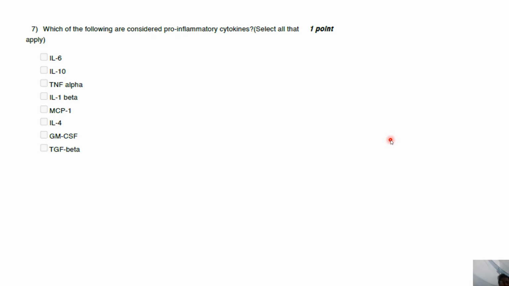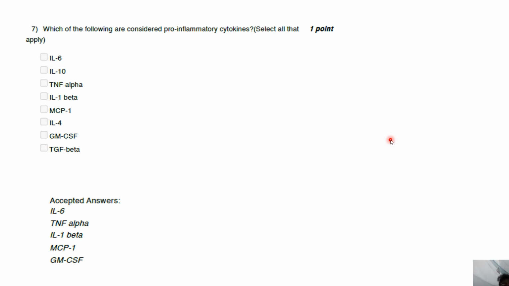Okay, so the correct answer will be these. The right options will be IL-6, TNF alpha, IL-1 beta, MCP1 and GM-CSF. If we talk about pro-inflammatory cytokines, IL-6 is one. It's a strong pro-inflammatory cytokine. It induces acute phase response. It promotes fever and immune activation.